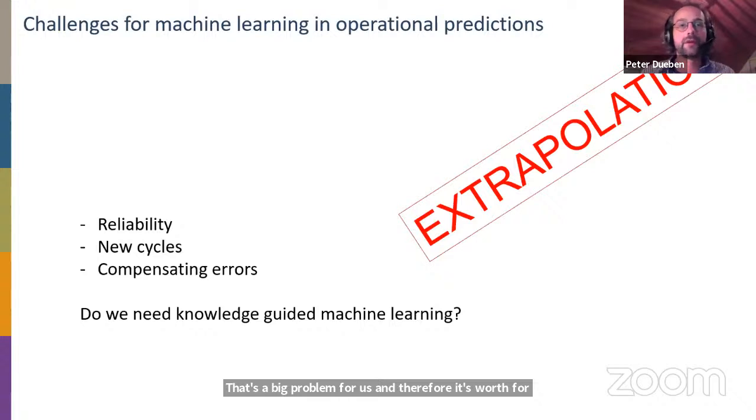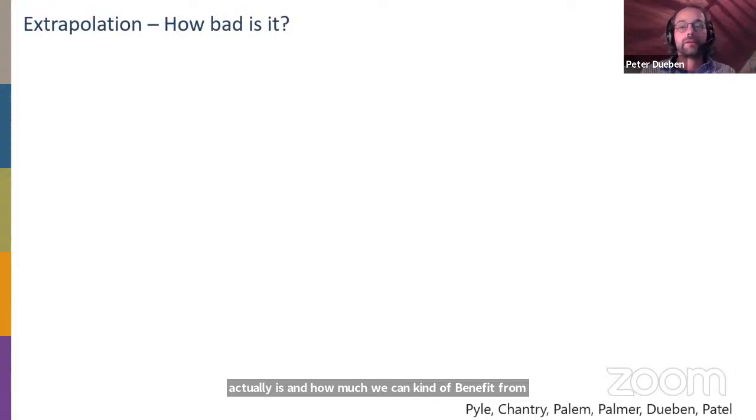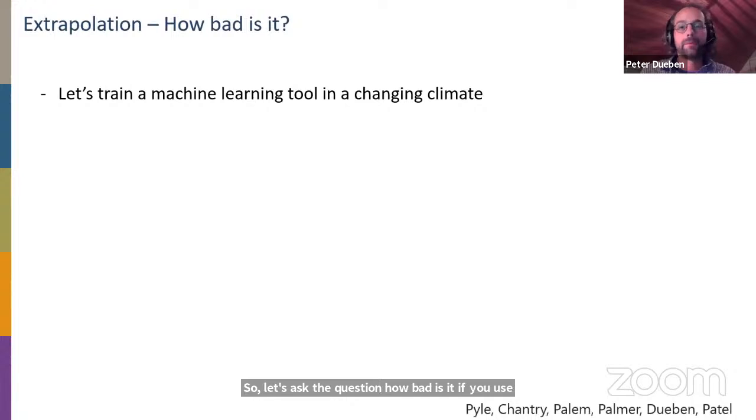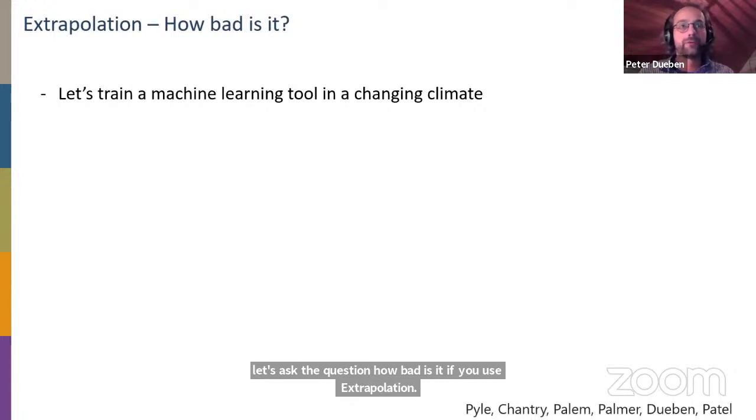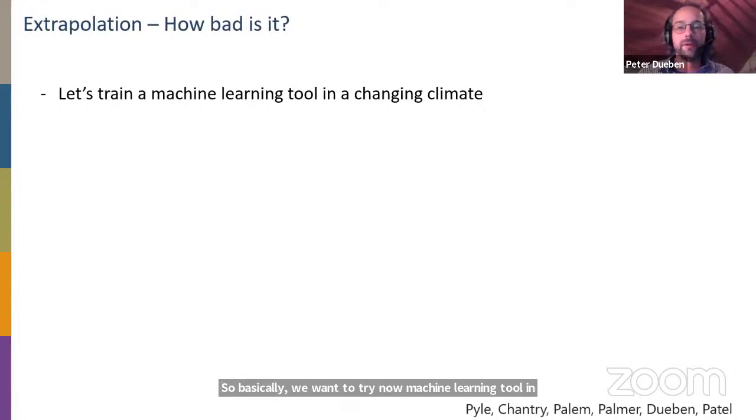And the question is whether knowledge-guided machine learning can help here. And obviously the answer is yes, but at least we want to identify how big the problem actually is and how much we can benefit from using knowledge-guided machine learning here. So let's ask the question, how bad is it if you use extrapolation? Basically, we want to train a machine learning tool in a changing climate. And obviously, I know that Pierre has already talked about this and gave you very good examples, but still, I'm going to study it in a little bit more detail.